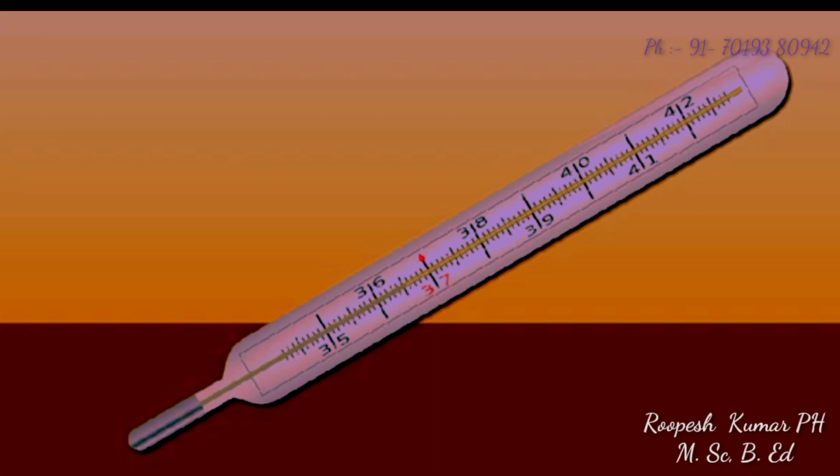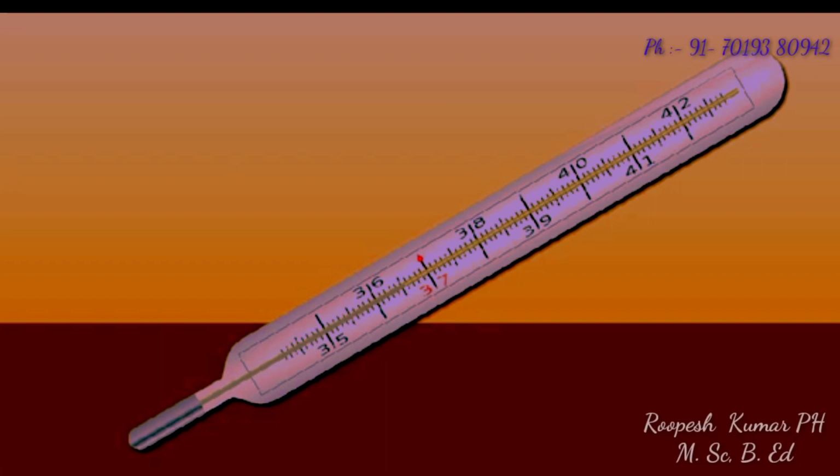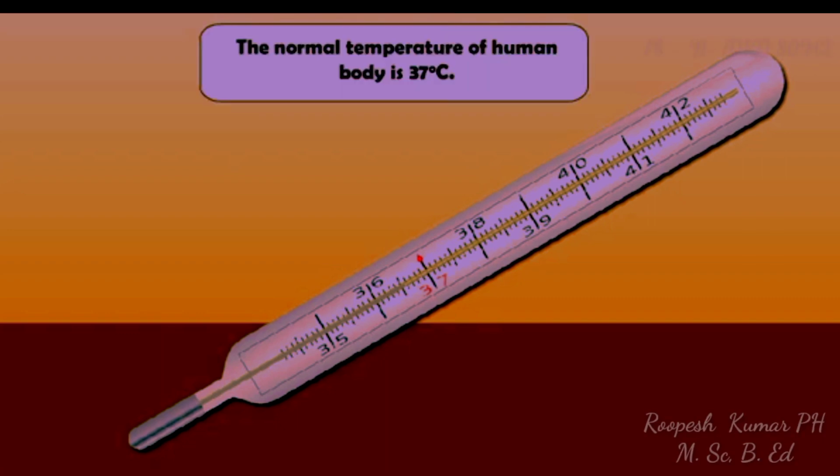A clinical thermometer has usually two temperature scales marked on its glass tube on the two sides of the mercury thread: Celsius scale of temperature and Fahrenheit scale of temperature. The normal temperature of human body is 37 degrees Celsius.